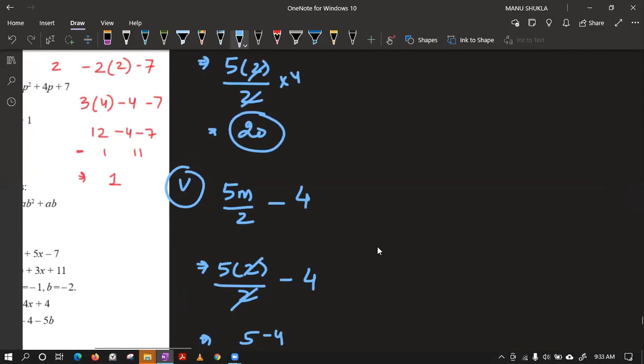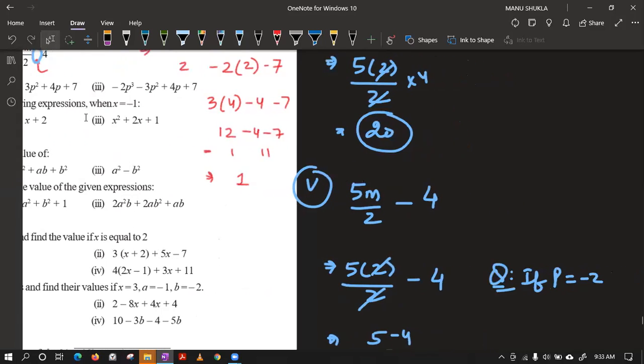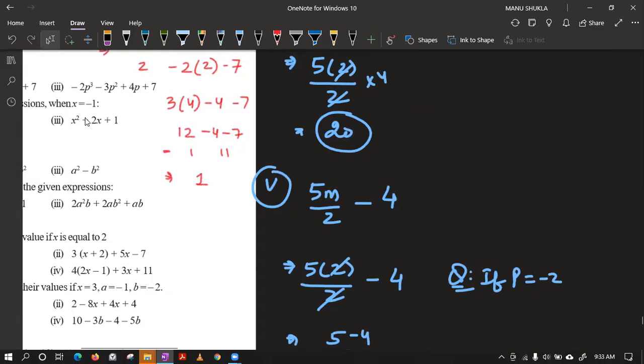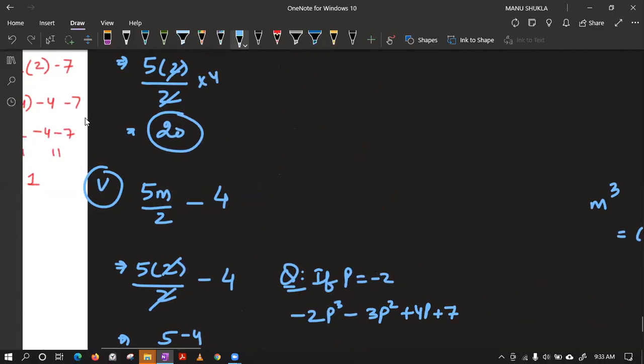Question. If p is equal to minus 2, then find the value of minus 2p cube minus 3p square plus 4p plus 7. It is an easy question. Let us start.